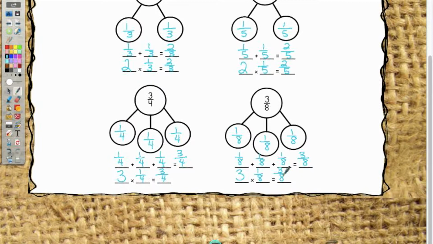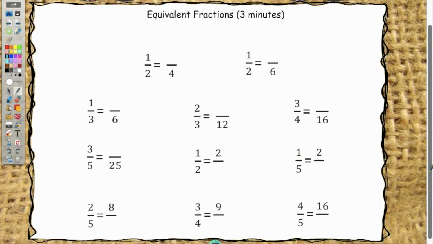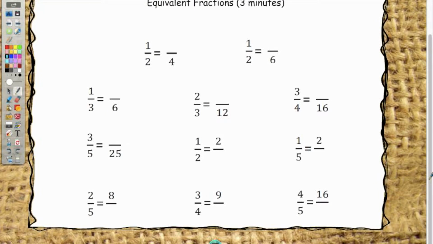All right. So what do we have next? Equivalent fractions. I love these. These make me happy. Okay, now you can think of it as half. What's half of 4? 2. Okay. What's half of 6? 3. But when you get to thirds and 2/3 and 3/5, it's a little trickier. So here's a good strategy.